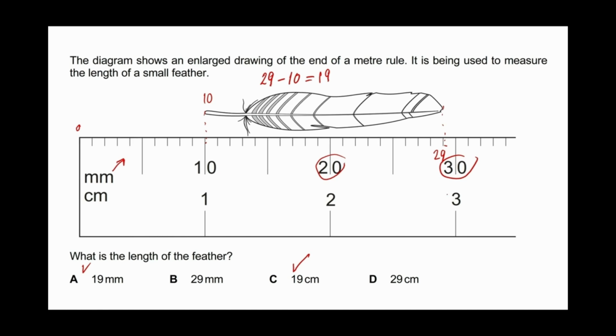You have two things. You have to look at the scale itself, where does it start and where does it end, and the unit used here. We are here talking about 29 minus 10 millimeters, so it equals 19 millimeters. So the answer is 19 millimeters. This one is wrong.